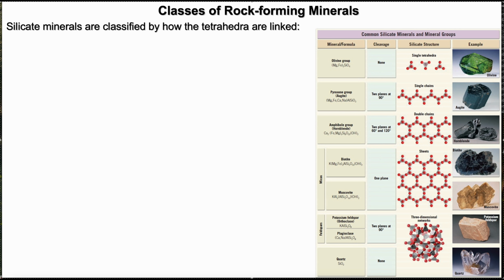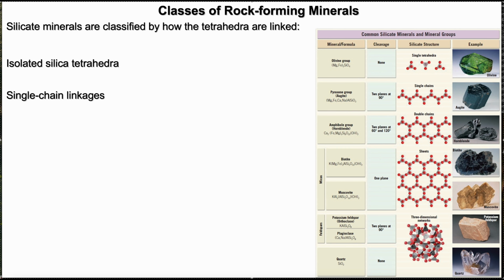So now we need to classify these silicate minerals based on how the tetrahedra are linked. The most simple are the isolated silicate tetrahedra. These are also called island silicates or nesosilicates. Our example here is the mineral olivine. These consist of SiO4 basic units interspersed between magnesium and iron ions. And the result is no cleavage. There's no primary plane of weakness in this mineral because of these isolated island tetrahedra.